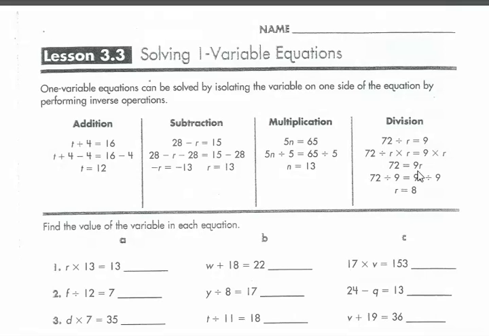So then our r is still not by itself. What do we have to do? In this case, you see that you have multiplication now. You have 9 times r. So the inverse operation of multiplication is division. So now we want to get the r by itself. So that means we're going to divide both sides, but by what? By 9. So 9r divided by 9. And then on this side, 72 divided by 9. So r is equal to 8.